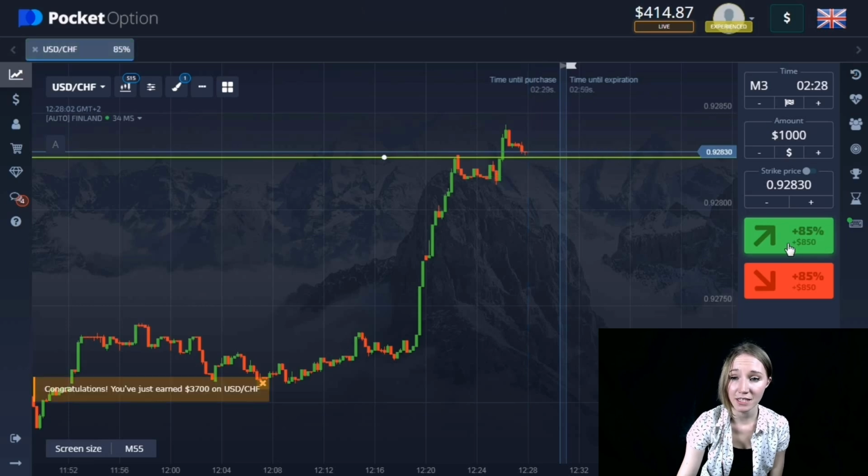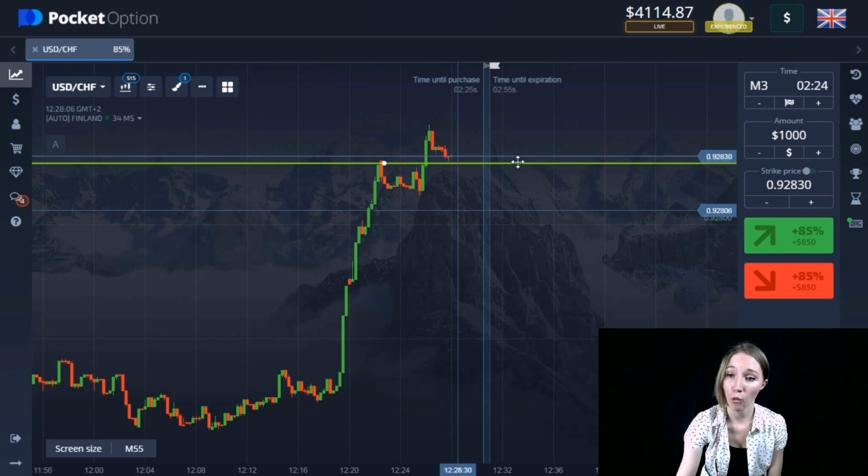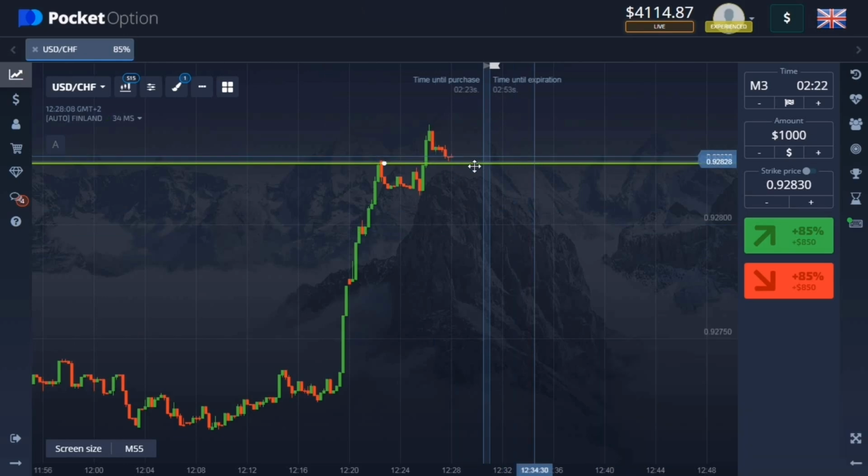It's great, guys, the price broke through the resistance level and went high, and we are getting a good profit. Well, let's look at the next situation.